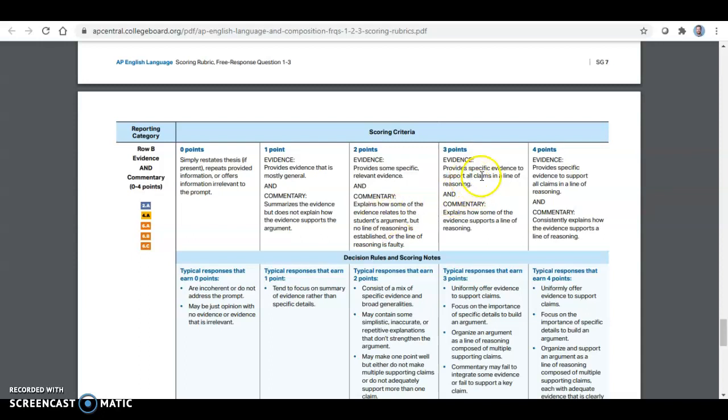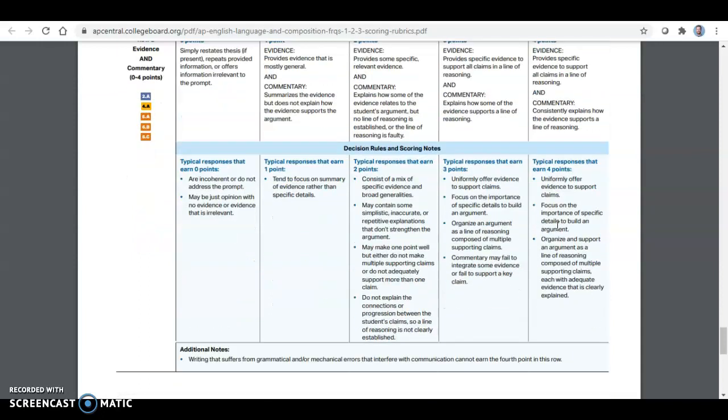So, getting to 3, you provide specific evidence that supports all claims in a line of reasoning, and then explains how some of the evidence supports it. And so, with that being said, you can figure out what 4 points gives you. You provide specific evidence to support every claim in a line of reasoning in your essay, and your commentary consistently explains how the evidence supports a line of reasoning.